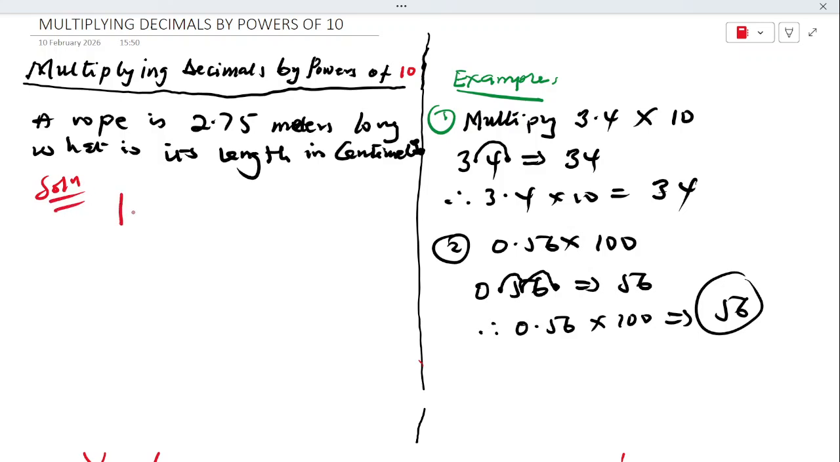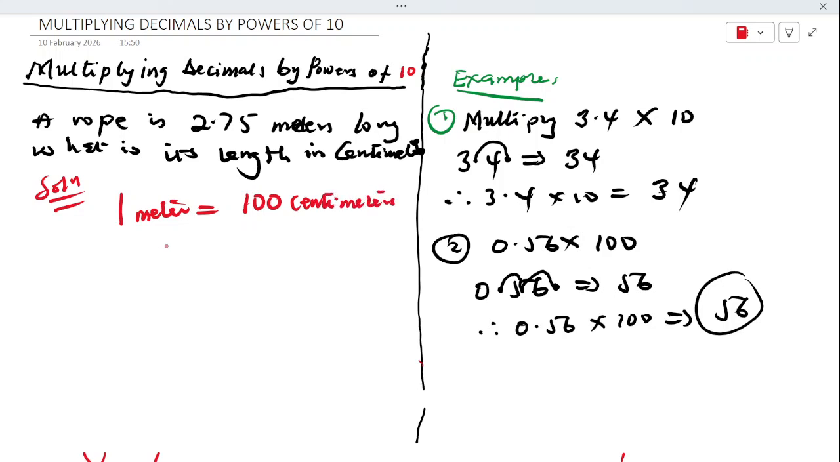So we know that the solution, we should know that 1 meter is equal to 100 centimeters. 1 meter is equal to what? 100 centimeters. All right, so that is the short. Let me write it in full. 100 centimeters in full. So 100 centimeters.